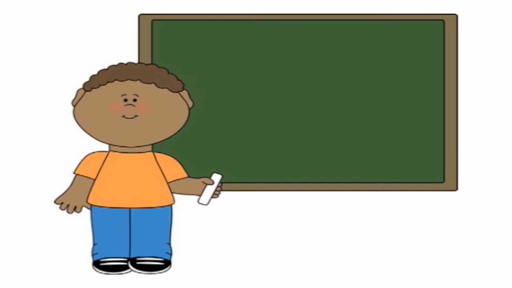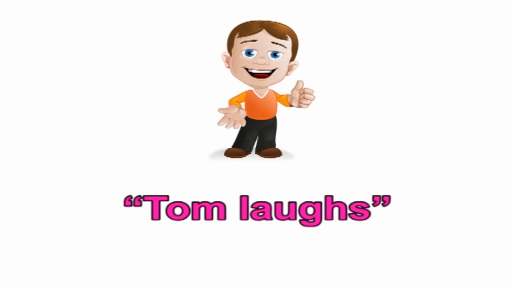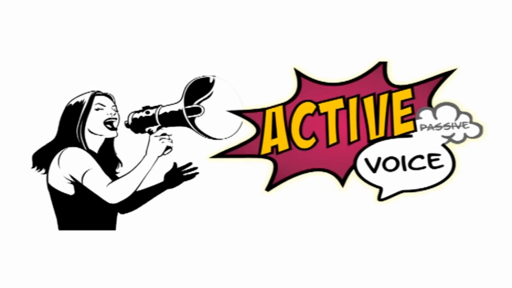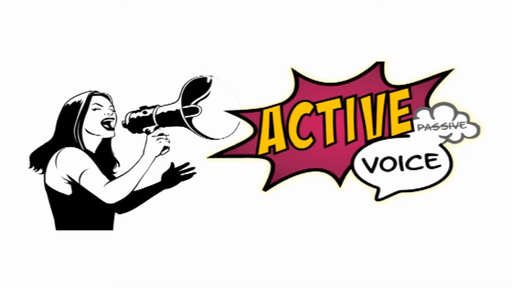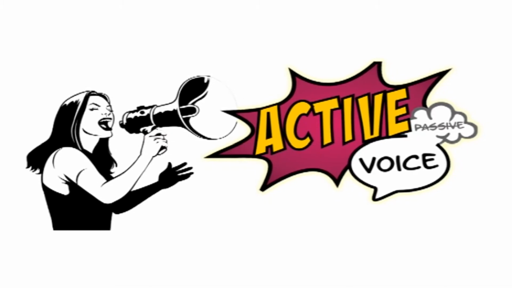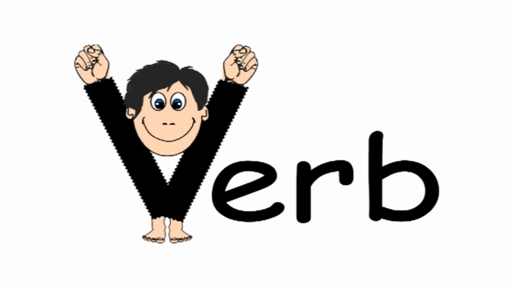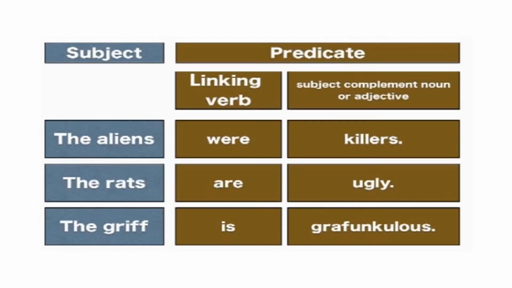The second criterion is position occupied. The subject typically precedes the finite verb in declarative clauses in English. For example, Tom laughs. The third criterion is the semantic role. A typical subject in the active voice is an agent or theme, that is, it performs the action expressed by the verb, or when it is a theme, it receives a property assigned to it by the predicate.